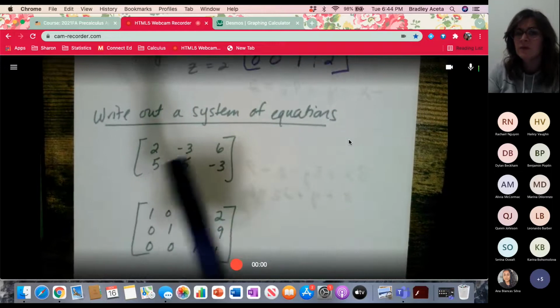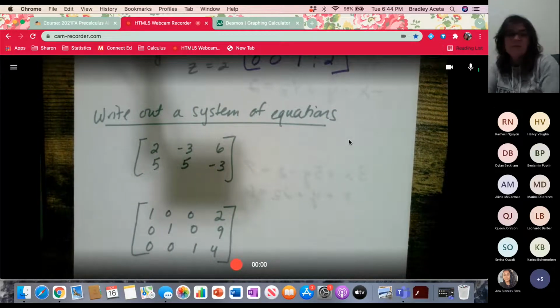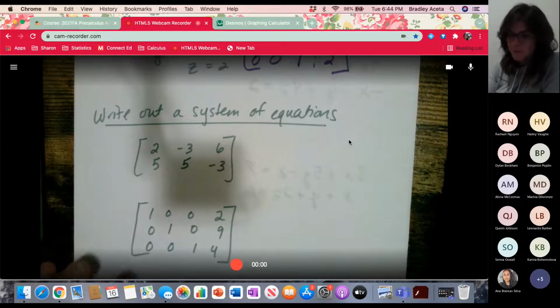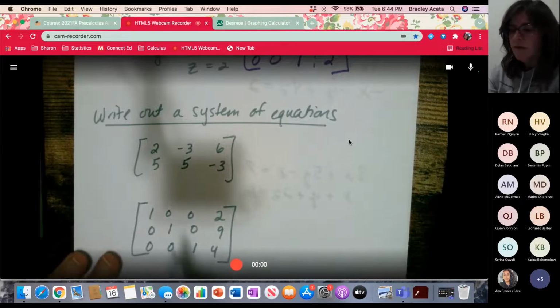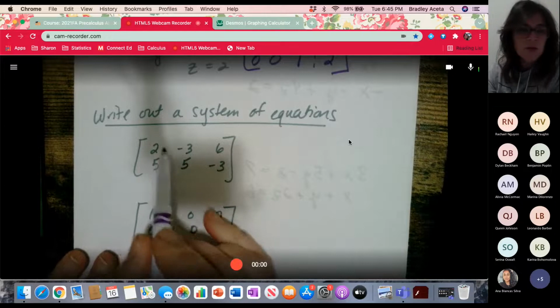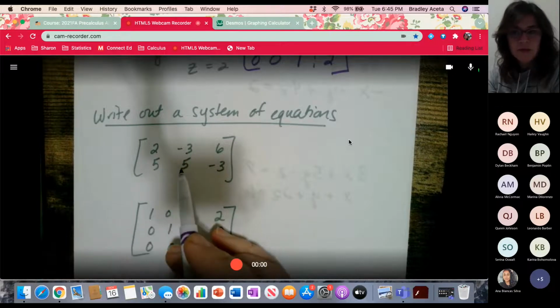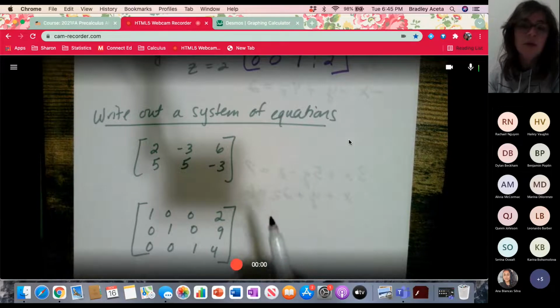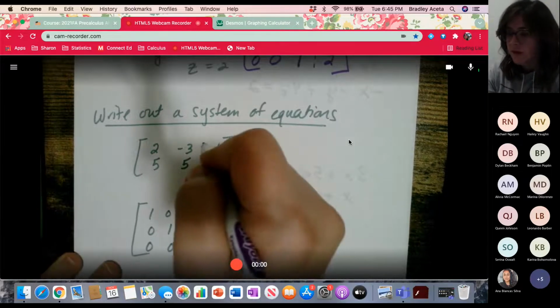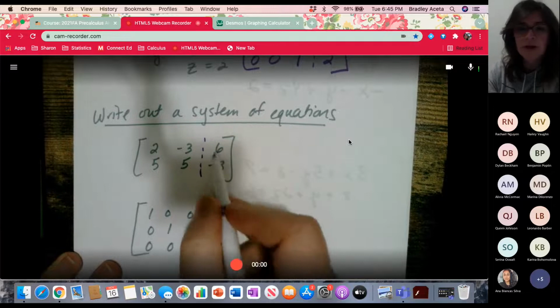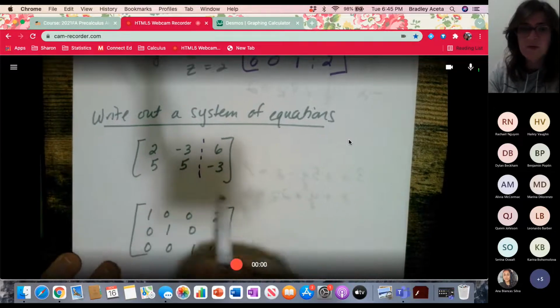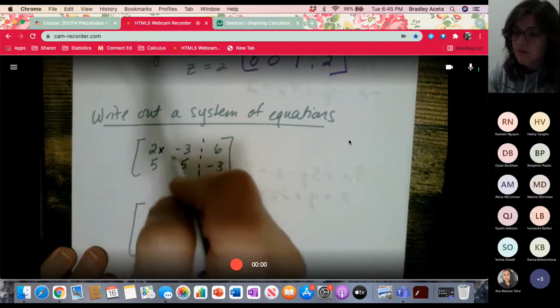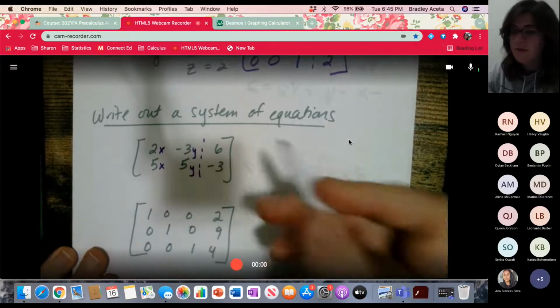What if I give you a matrix and I want you to write out the system? Okay, so pretty easy. Your first column is usually your X's, and then your next column is Y. And whatever your last column is, that's what you equal. So this right here would be what I equal. So I really only have an X and Y for this. So just think of it like this is my X, this is my X, this is my Y, this is my Y, and then write out the system.